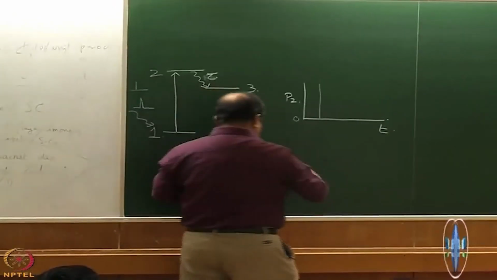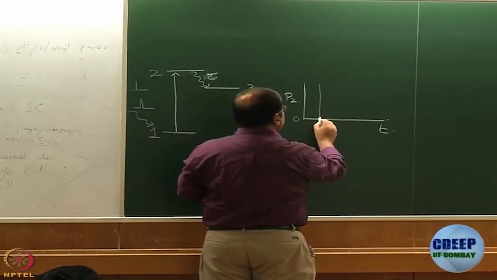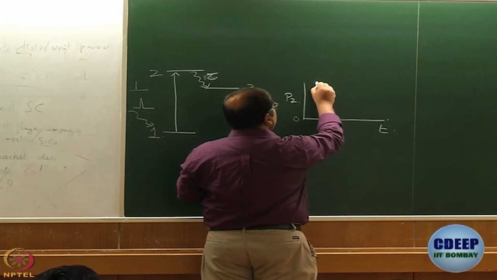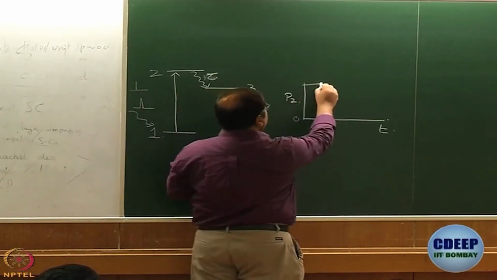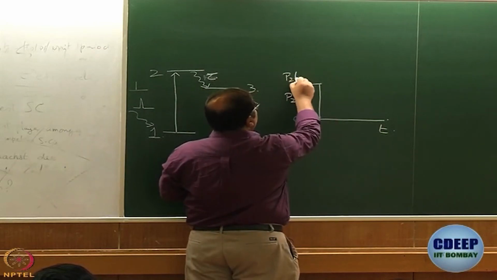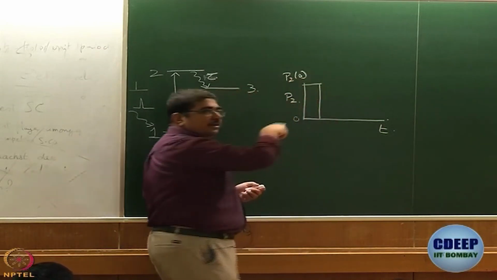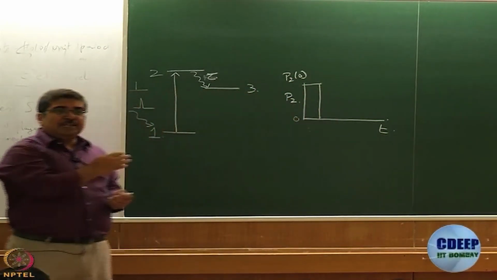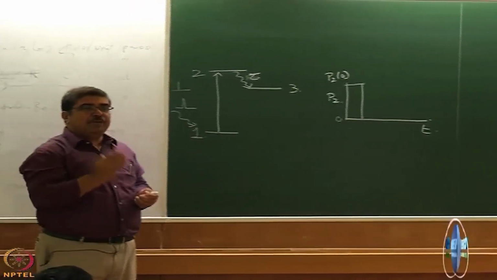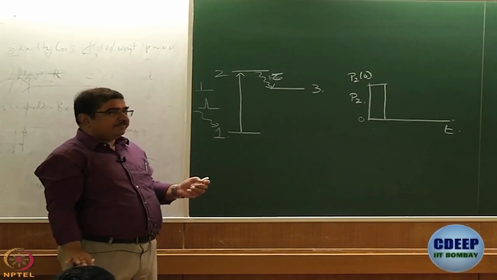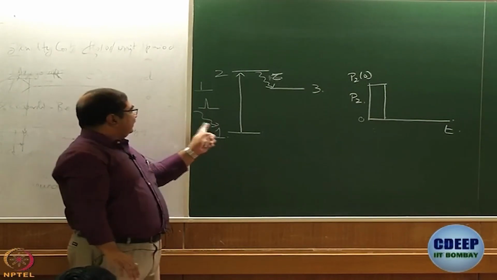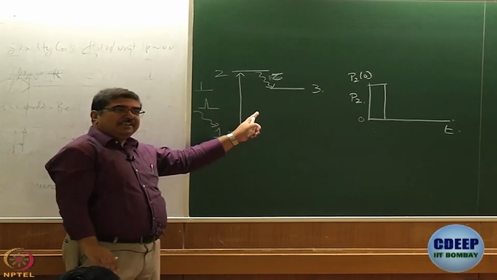So at this time the population of level 2 goes to, let us say, this level. I can call this P2 at time 0. So this is the definition of time 0. For these experiments, time 0 means the time at which the laser pulse hits the molecule. Clear? Now the light goes on and goes off instantly, right?